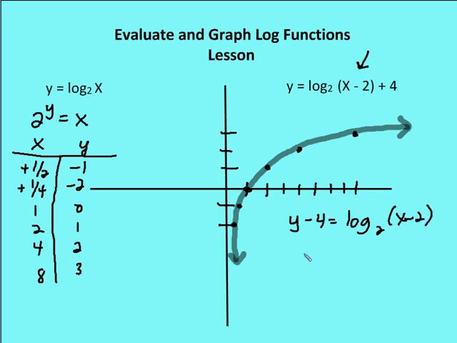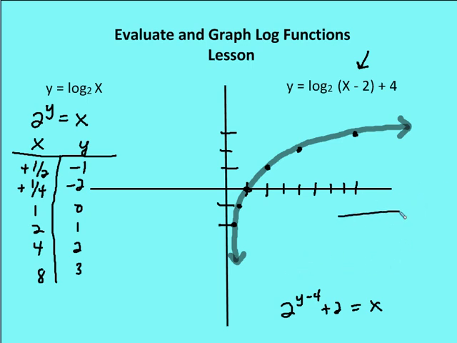And I can rewrite this in exponential form. It's going to be 2 to the y minus 4 is equal to x minus 2. And then I want to isolate x on the right hand side, so I'm going to add 2 to both sides. And I have 2 to the y minus 4 plus 2 is equal to x. All right, so I'm going to erase all this here, and let's create a table with some points. And again, this is just some work that you have to do.